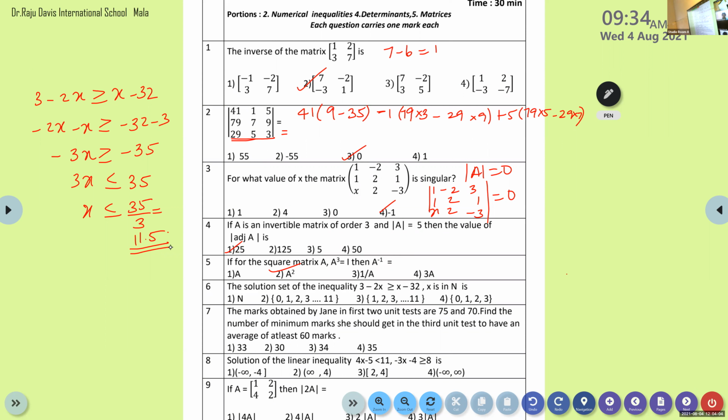So x is a natural number means which ones will you get? Whether 0 is included in natural numbers? No. So from where do the natural numbers start? They start from 1 onwards. 1, 2, 3, etc. up to 11.